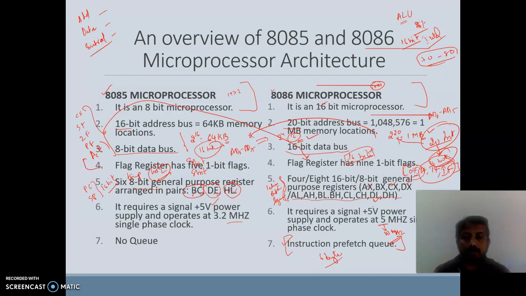In addition to that, one more thing I want to tell you: in your 8086, there are two functional units, the bus interface unit and the execution unit. But in your 8085, the total architecture is a single one. So we'll look in detail at the architecture of 8086 in the next videos.